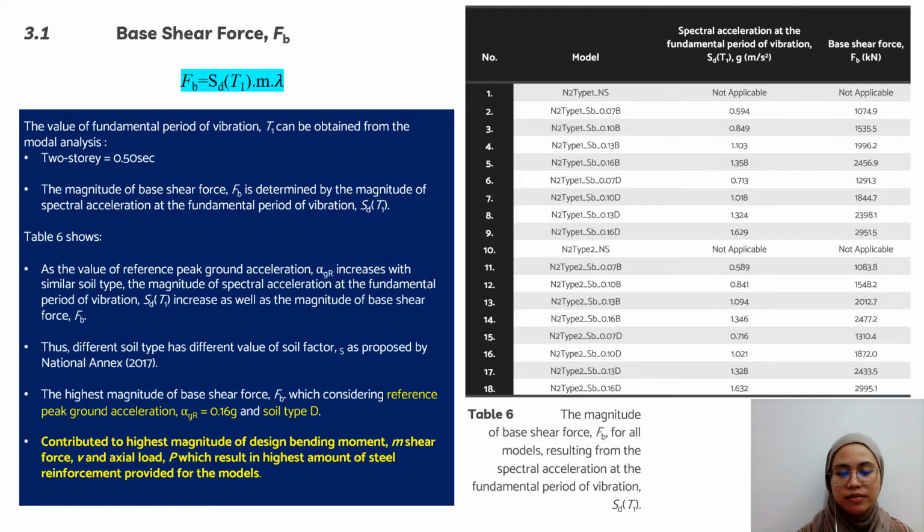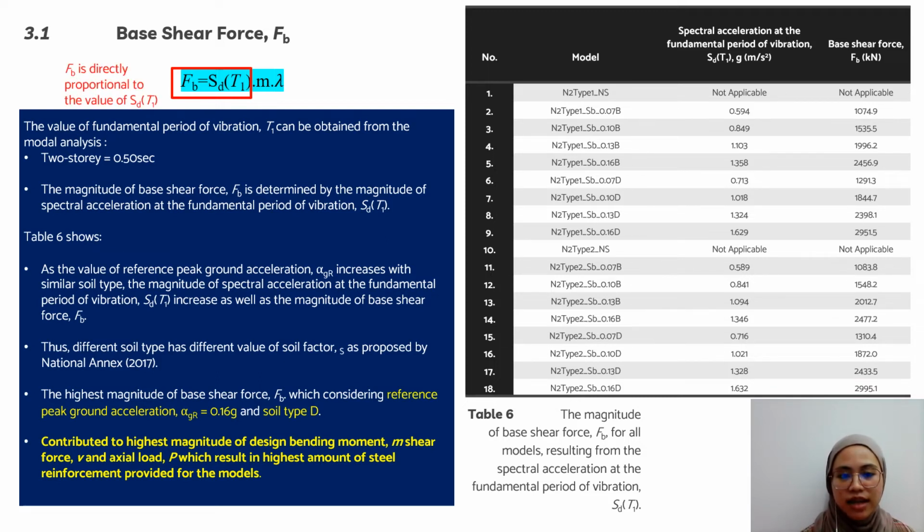The value of fundamental period of vibration can be obtained from the model analysis. For 2-story is 0.5 seconds. The magnitude of base shear force is determined by the magnitude of spectral acceleration at the fundamental period of vibration as shown above. Table 6 shows that as the value of reference peak ground acceleration increases with similar soil type, the magnitude of spectral acceleration at the fundamental period of vibration increases, as well as the magnitude of base shear force.